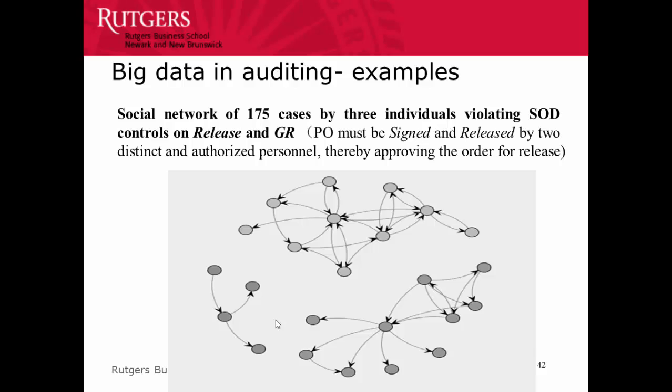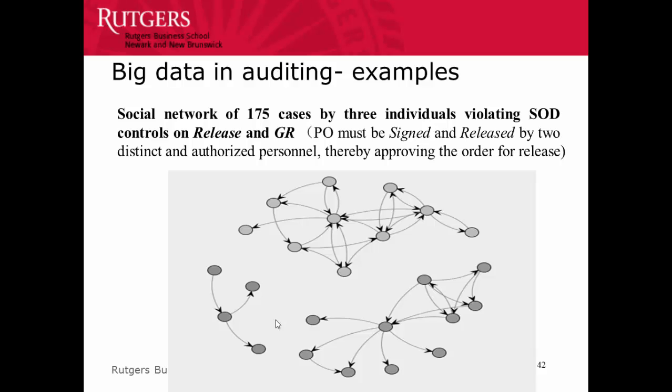Although sometimes management can override the system, there are some things that they should not override. For example, a purchase order must be signed and released by 2 distinct and authorized persons, thereby approving the order for release. And similarly, the goods receipt and the invoice receipt should be handled by 2 different persons. Although this should not happen in practice, they indeed happen in this ERP system. So these cases could be considered major control failures and subject to auditor examination.